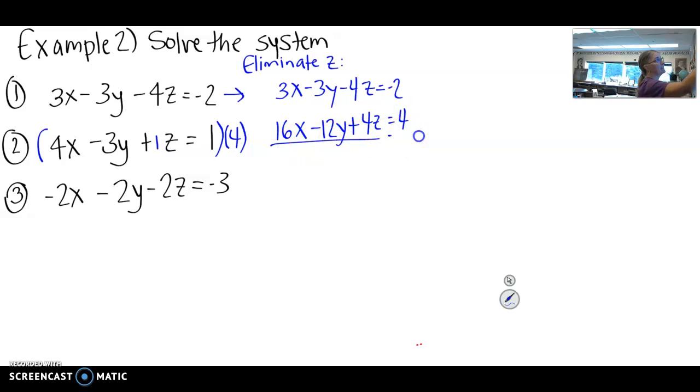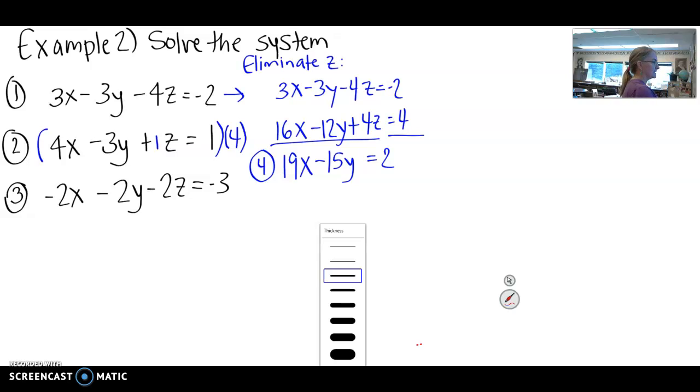So I'm going to add down right now, and I get 19x, negative 3y minus 12y, or plus a negative 12y is minus 15y, negative 4z plus 4z equals 0, which is my whole goal, was to get rid of that z. Negative 2 plus 4 is 2. I'm going to call this equation 4. Put a circle around it, keep track that that's our fourth equation.